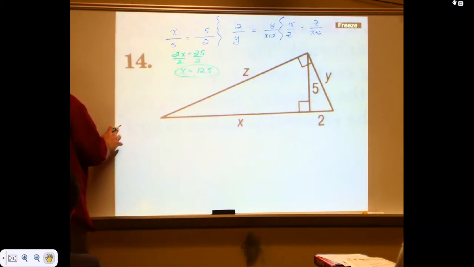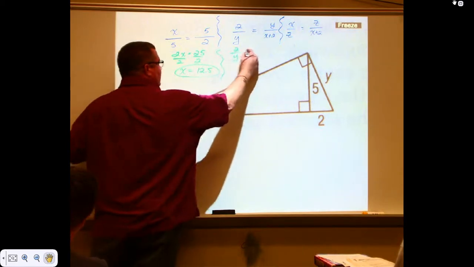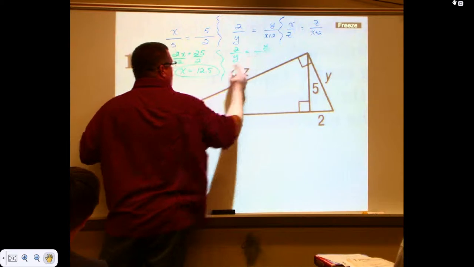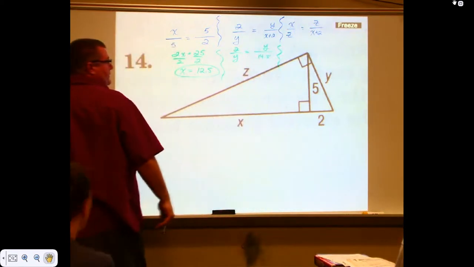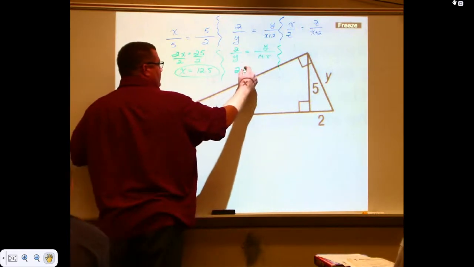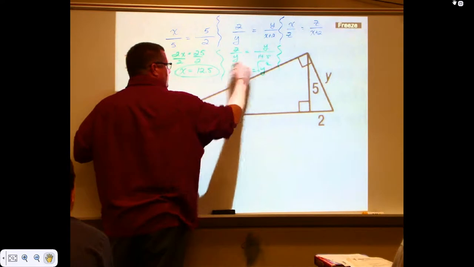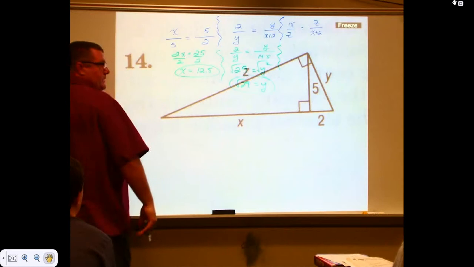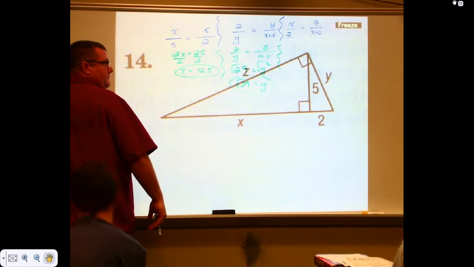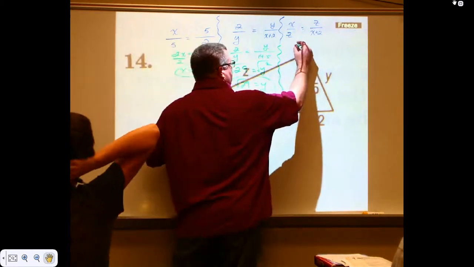Now, what's going to happen here? 2 over y is equal to y over 14.5. Correct? So what do you get here? 29 is equal to y squared. Then what do you do? Square root of 29? Everybody see that? And that's simplified.